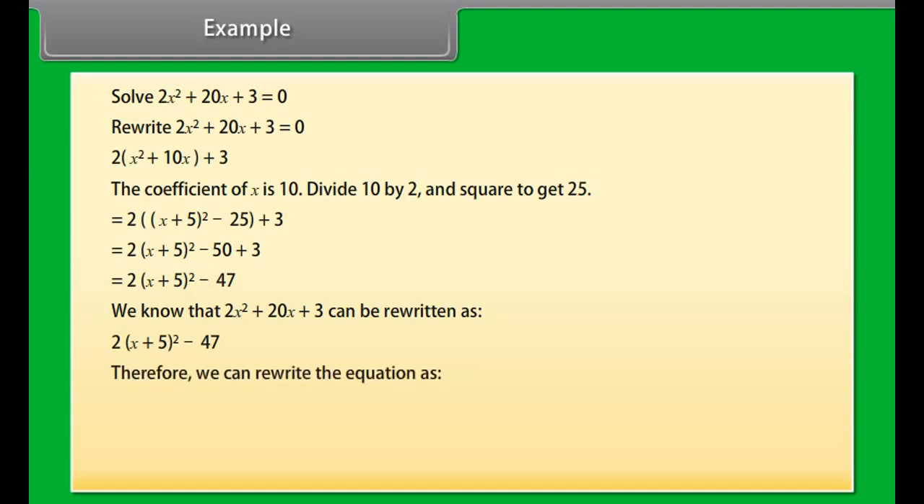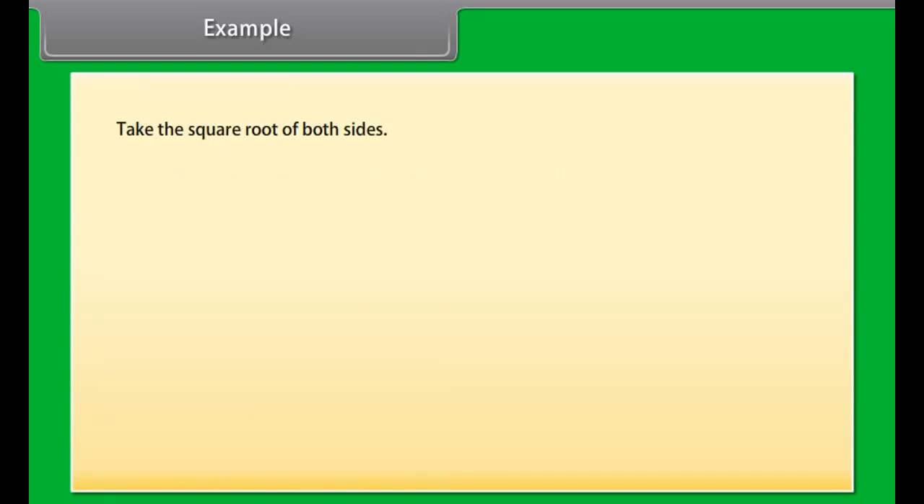This is equal to 2 into (x plus 5) whole square minus 25, plus 3, which equals 2 into (x plus 5) whole square minus 50 plus 3, which equals 2 into (x plus 5) whole square minus 47. We know that 2x square plus 20x plus 3 can be rewritten as 2 into (x plus 5) whole square minus 47. Therefore, we can rewrite the equation as 2 into (x plus 5) whole square minus 47 equals 0.